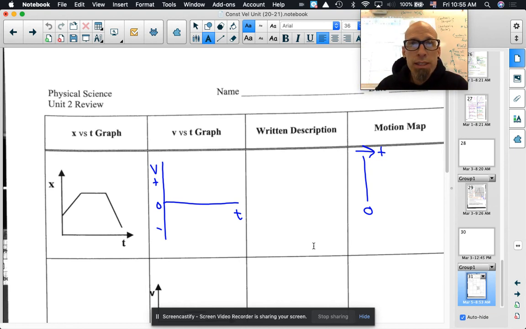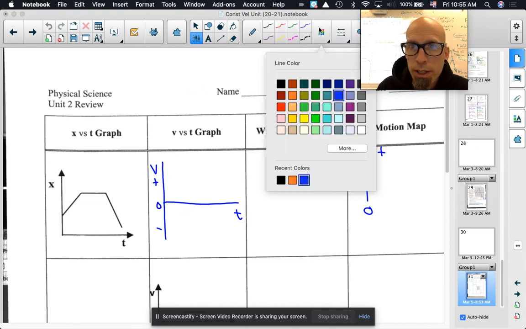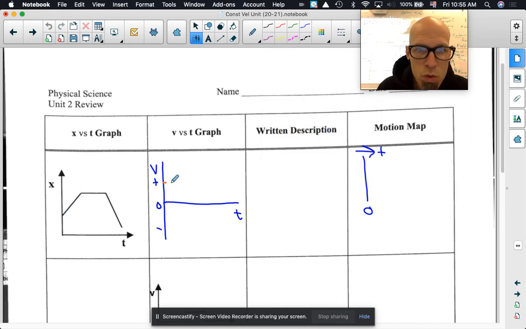So what does the VT graph look like here? Well, I would say this. Oh, it's already blue. I need to change it to something else. What kind of slope is that? Positive and constant. What kind of slope is this? 0. That's on the t-axis. What kind of slope is this? Negative and constant. And it's steep, steeper than the first part. So it's going to be down here further, below and further away. That's what the VT graph should look like.